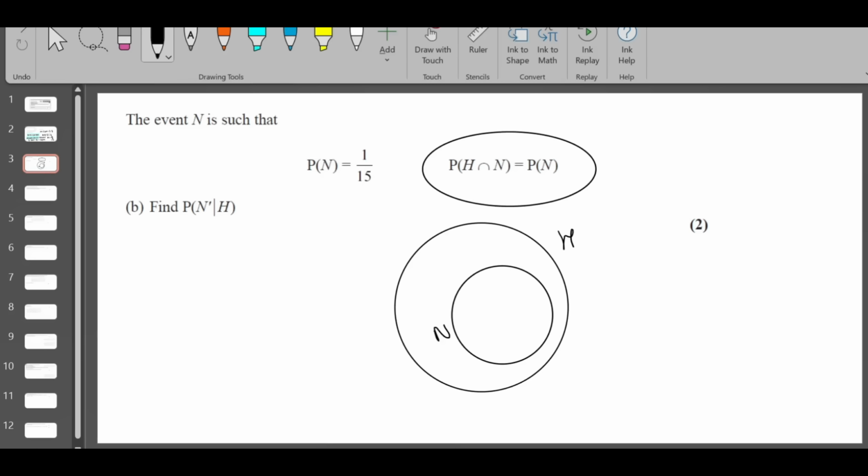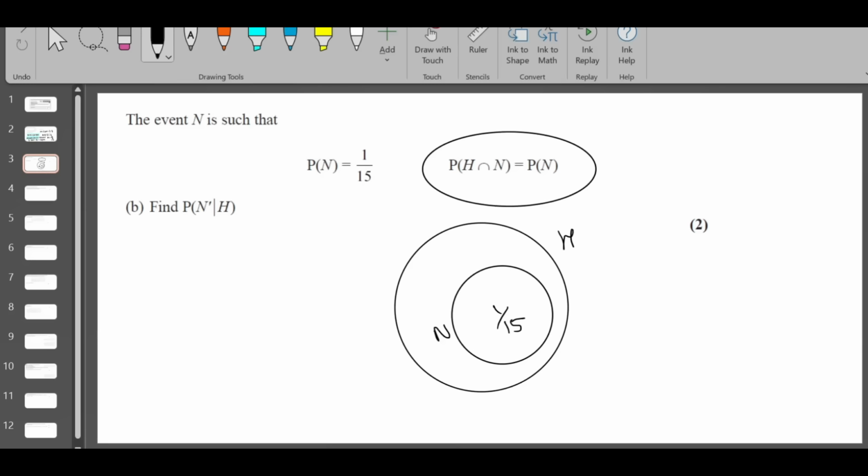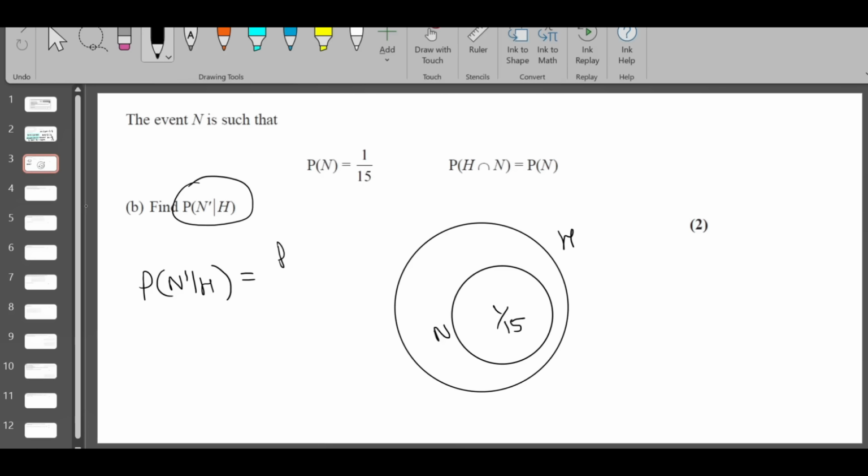And this is given as 1 over 15. And there is one more event W. H and W are independent. We don't know where W is, it doesn't matter. They want us to find this conditional probability. So apply the formula for conditional probability. P of A given B is equal to P of A intersection B over P of B.